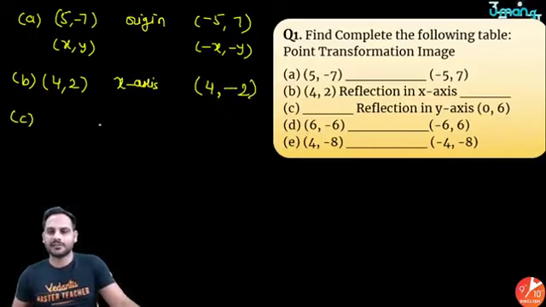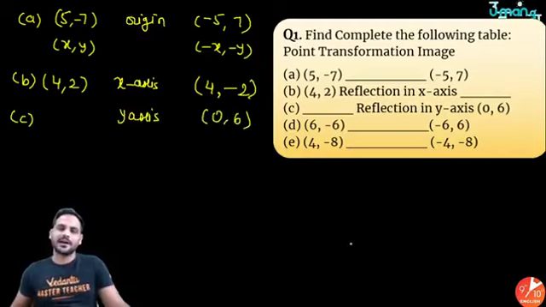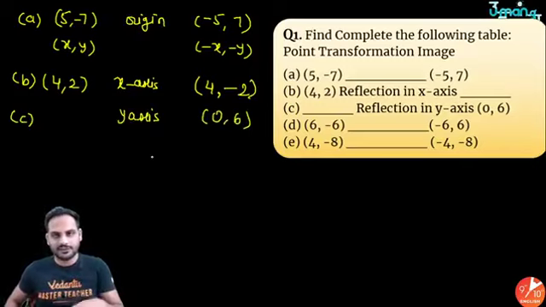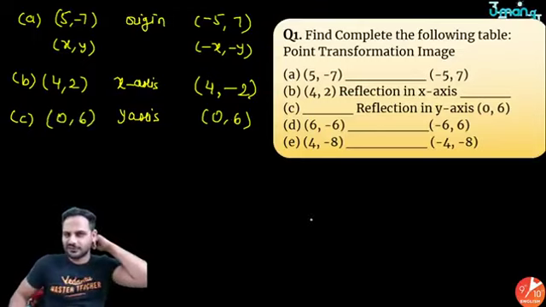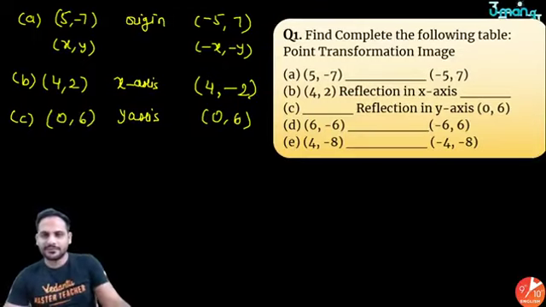Third one, they are saying some point, if the reflection is under y-axis, it becomes 0 comma 6. Now look, when the reflection is under y-axis, we know x coordinate will change the sign and y coordinate will remain same. So y coordinate will remain 6 only. X coordinate 0, minus 0 is 0 only. Negative of 0 is what? 0 again. So you can clearly see this 0 comma 6 lies on y-axis.